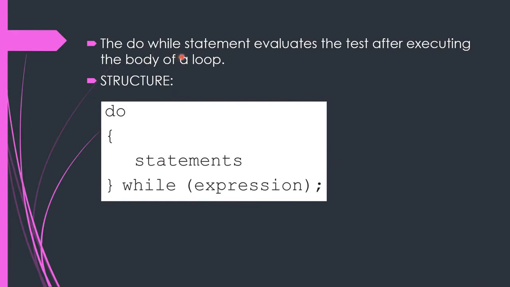The do-while statement evaluates the test after executing the body of a loop. To understand this do-while statement, let us compare it directly with the while statement, then you will understand it more clearly. If you can remember, in the while statement, we used this part: while and then expression. This part was at the beginning and then statements were there.